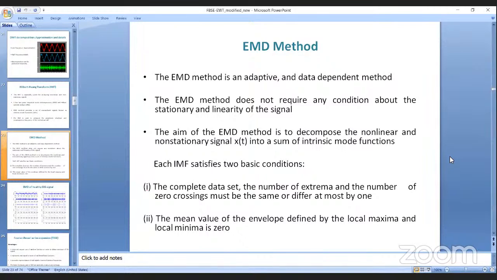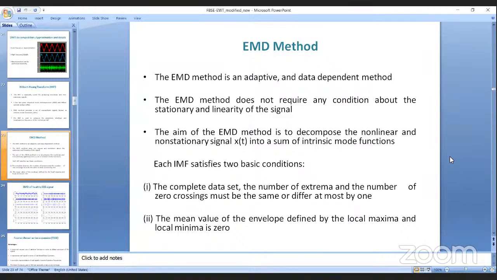signals. And each IMF should satisfy two basic conditions. Like in a complete data set, the number of extrema and the number of zero crossings must be the same or differ at most by 1. So this condition ensures that whatever IMFs you obtain, they look like sine cosine functions.